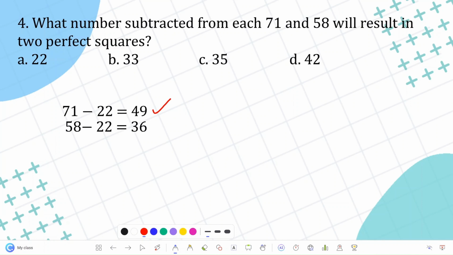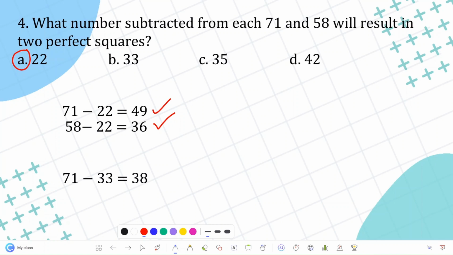Letter A, or another one, 58 minus 22 is equal to 36. Okay, is 36 a perfect square? Yes, because 36 is 6 times 6. So tama ang letter A. But let's try other choices. Baka meron pa tumama sa kanila. Okay? At malito tayo. Okay?